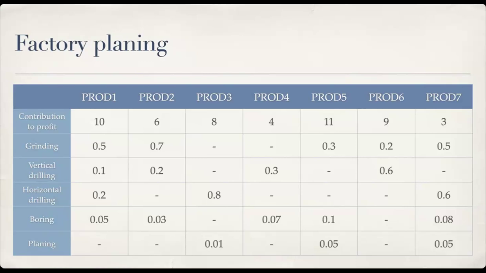This row is the contribution to profit. So you see that product one contributes 10 units of profit per unit, and product two contributes 6 units. You can see this from the table.